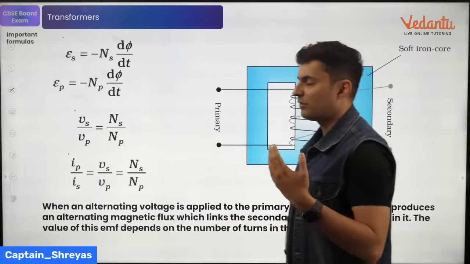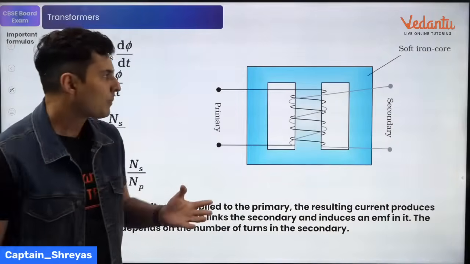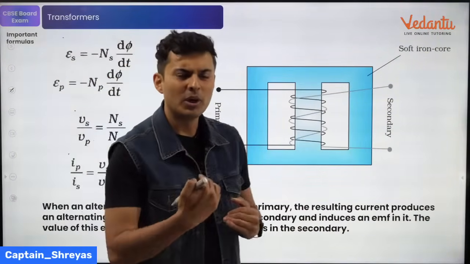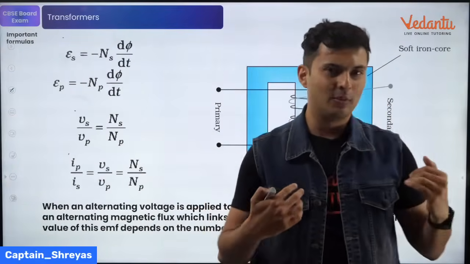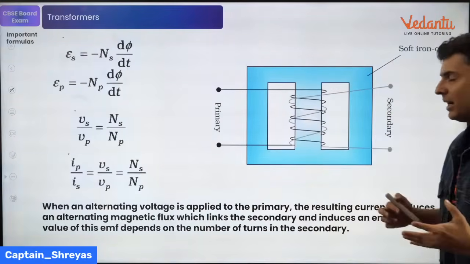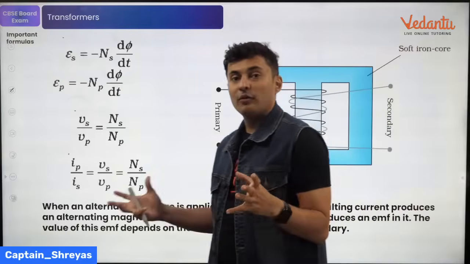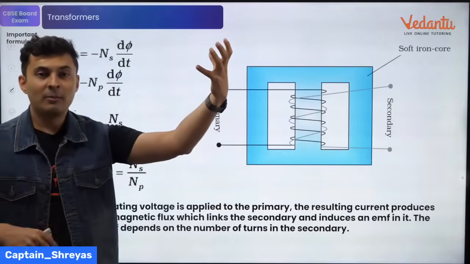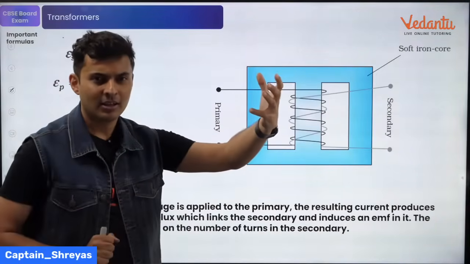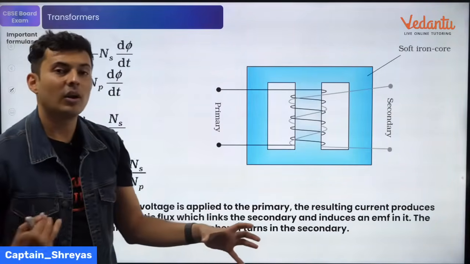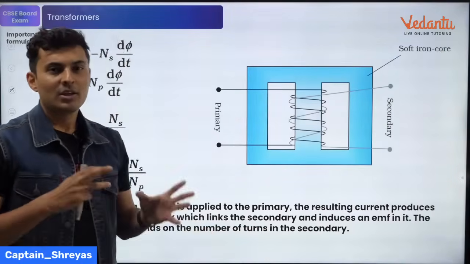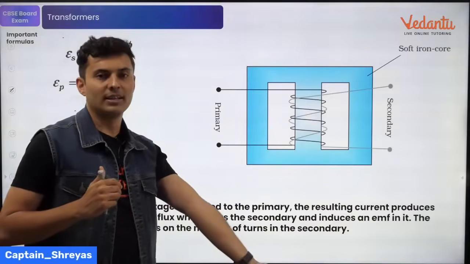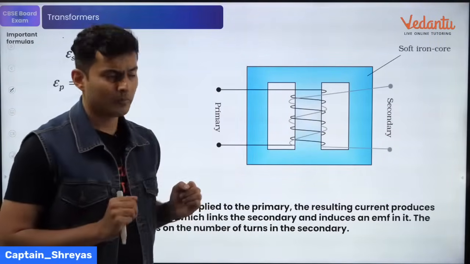This is the last application of your EMI, where you will see that whenever you want to change the voltage, maybe you want to increase the voltage or you want to decrease the voltage, you will use the concept of mutual induction, where you can increase the voltage, but at the cost of decreasing the current. You can also decrease the voltage at the cost of increasing the current. So if you try to increase the voltage, it is called step up. If you try to decrease the voltage, it is called step down.